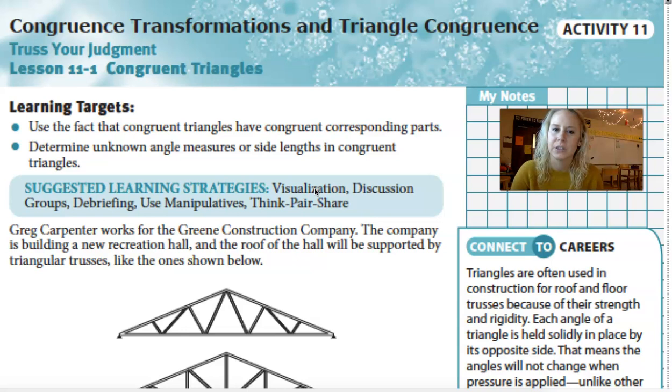One of them is to use the fact that congruent triangles have congruent corresponding parts. So corresponding is kind of a throwback vocab word to Module 1. When you had corresponding angles, they were the same but in a different location. So we're going to build on that vocabulary word today. And then we're going to determine unknown angle measurements or side lengths in congruent triangles. So remember, congruent means two triangles that are the exact same size and same shape.